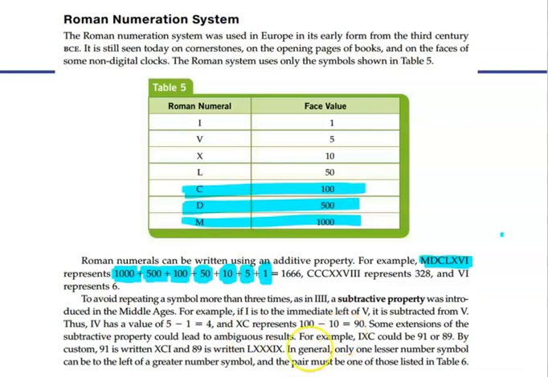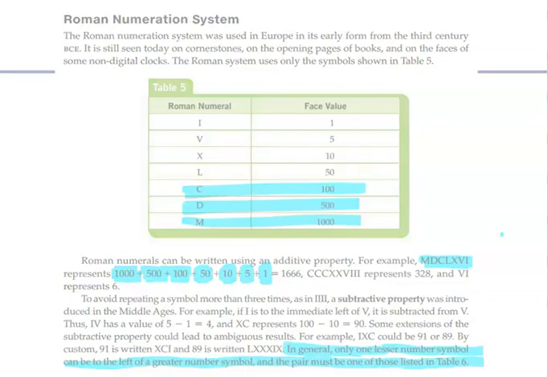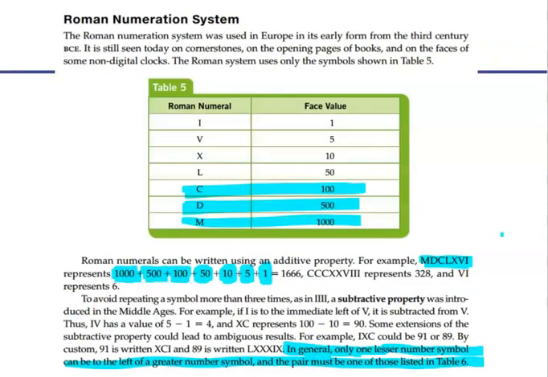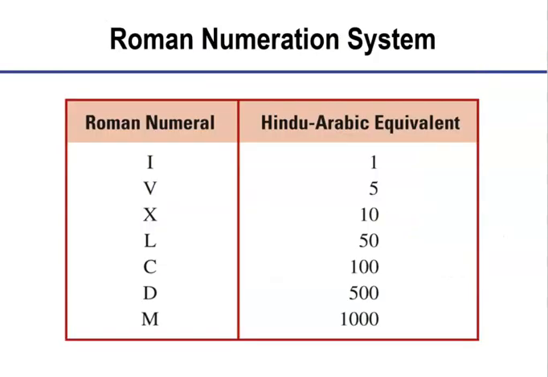Okay, it says in general, this is important, in general, only one lesser number symbol can be left of a greater number symbol, and the pair must be one of those listed in Table 6. So let me show you what we got going on here. Again, my PowerPoint is wanting to misbehave. So let's take a look at the Roman numerals. Again, you recognize those, you've seen those in a list.